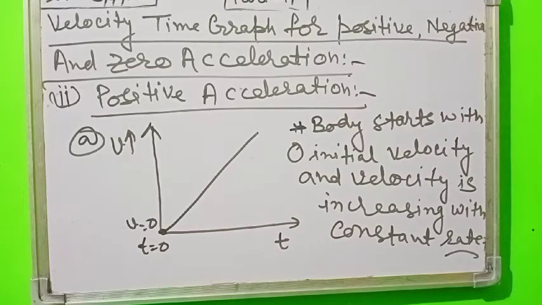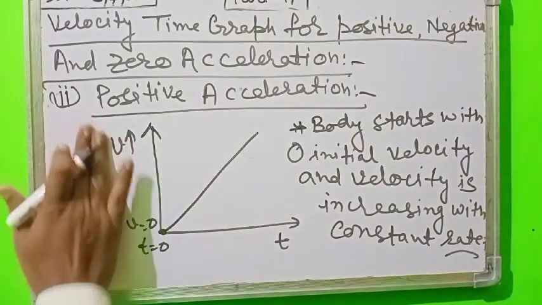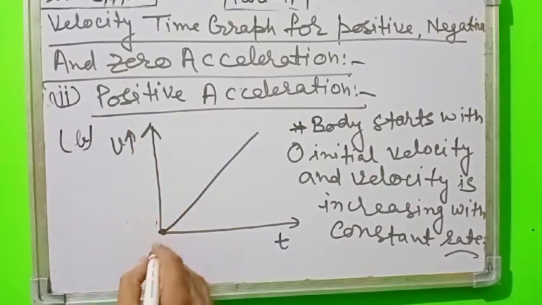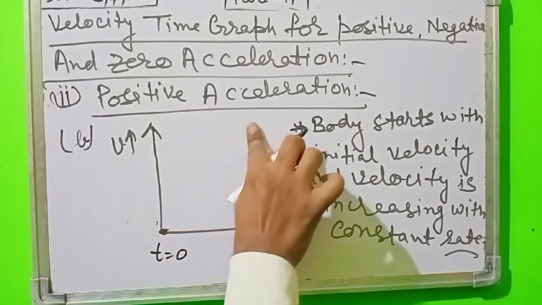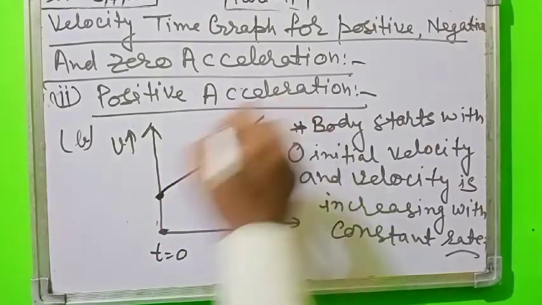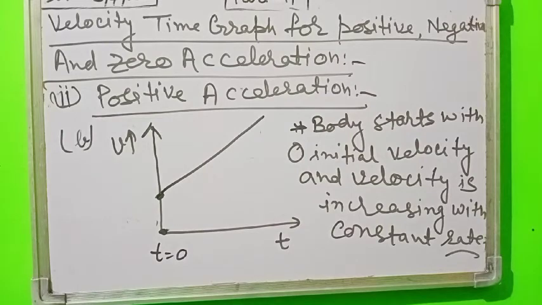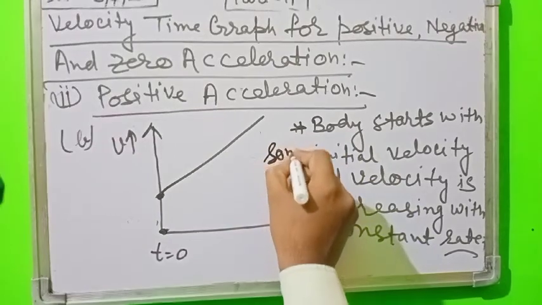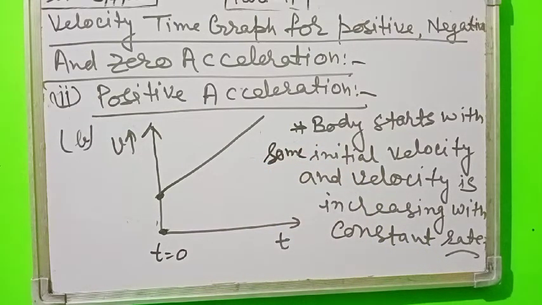Next one is some initial velocity. If the body has some initial velocity at t is equal to 0, suppose the body has initial velocity 2 meter per second, then it starts with some initial velocity, and velocity is increasing with constant rate.